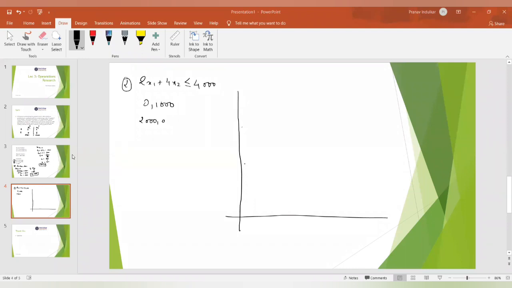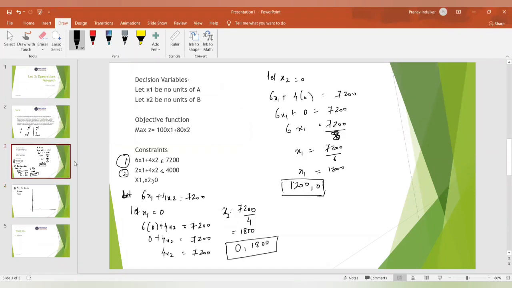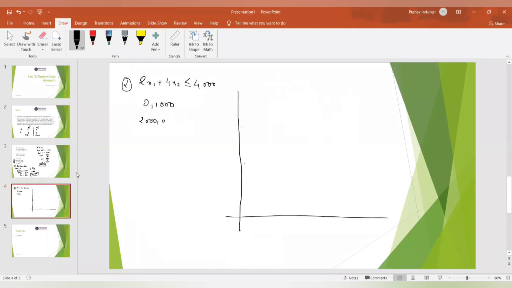Okay, so everyone has to take a scale over here. Now just check first. 0, 1800, 1200, 0. So on the x-axis it's 1200. Here on the x-axis it's 2000. So you have to take a scale of 200. That would be a better one. Okay, so you start from here.